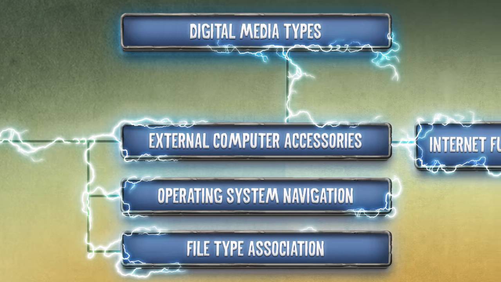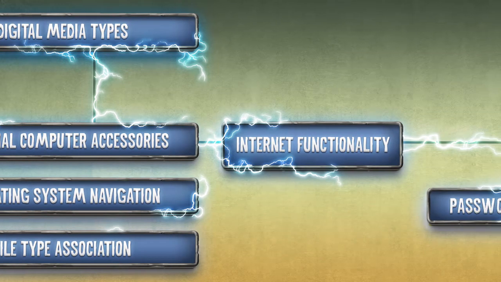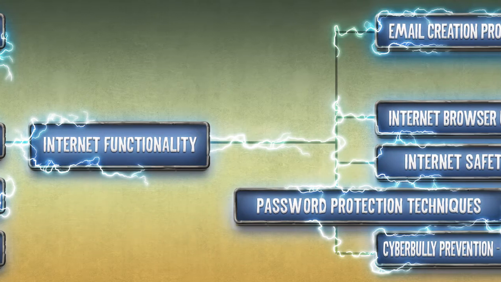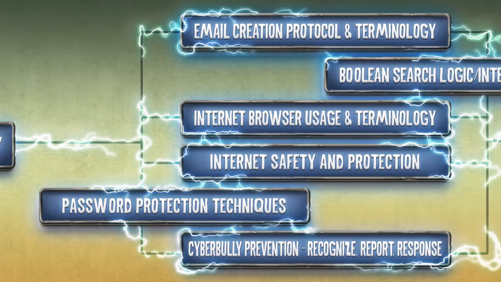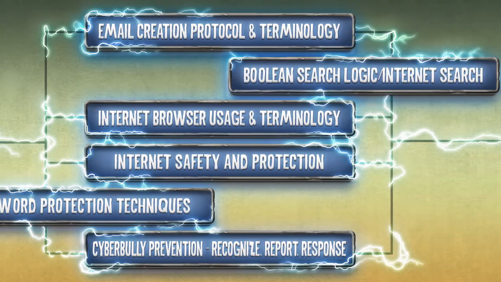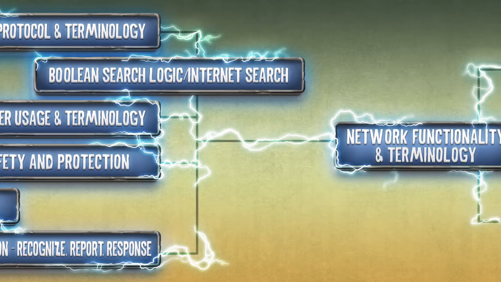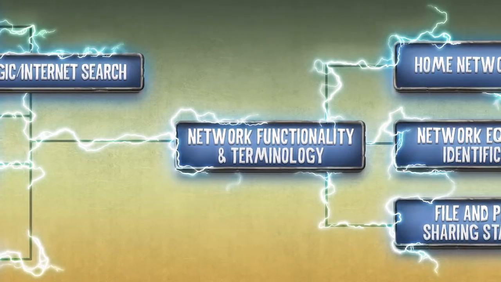We then take those beginner topics and build on them. For example, when a student has a baseline understanding of how the internet works, it's easier for them to more thoroughly grasp topics like Boolean search logic, networking, internet safety and protection, and cyberbullying. In Taken Charge, we're building knowledge, not just distributing curriculum. This style of progressive learning puts a strong emphasis on problem solving and critical thinking.